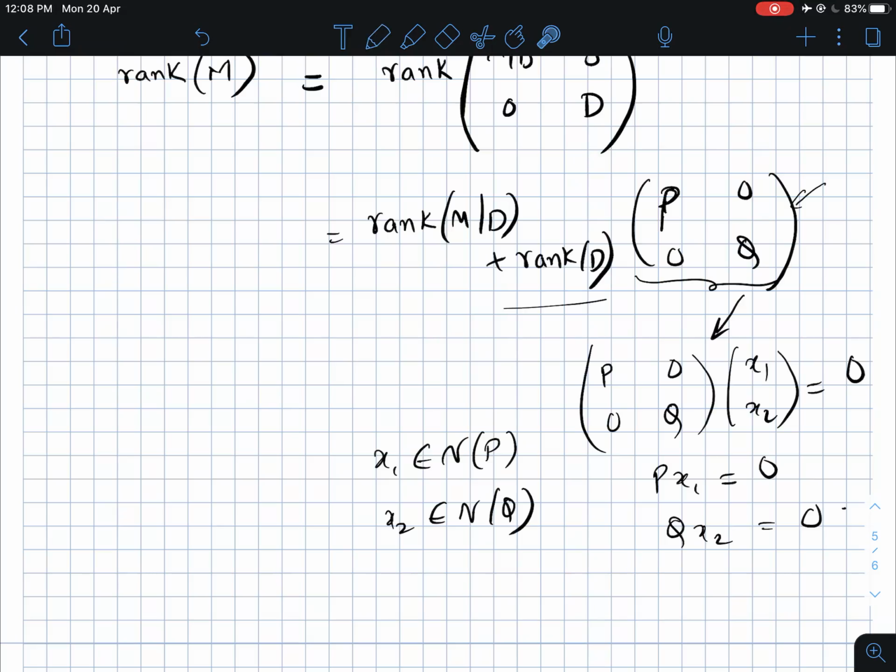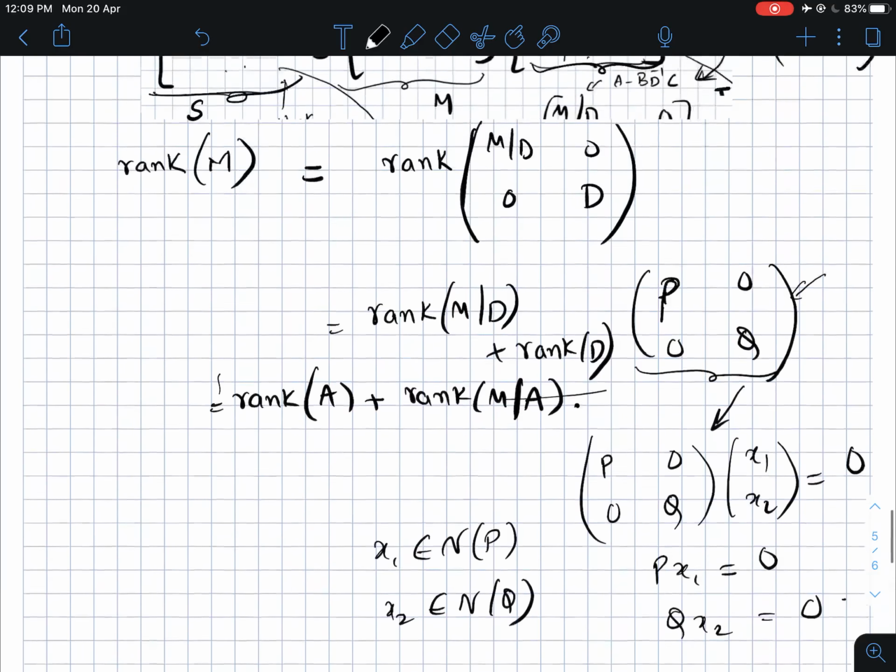So to construct any vector in the null space of this big block matrix, I need to pick the first portion to be from the null space of P, and the second portion to be from the null space of Q. So what is the overall dimension of the null space? It's going to be the sum of the dimensions of these two spaces. So the overall nullity is the sum of the nullity of P and the nullity of Q. Then you apply the rank nullity theorem, which will tell you that the overall rank is the sum of the ranks of P and Q. So rank of M is equal to rank of the Schur complement, and of course you can also write it as rank of A plus rank of the Schur complement of A. So determinants multiply, ranks add, for the matrix and its Schur complement.